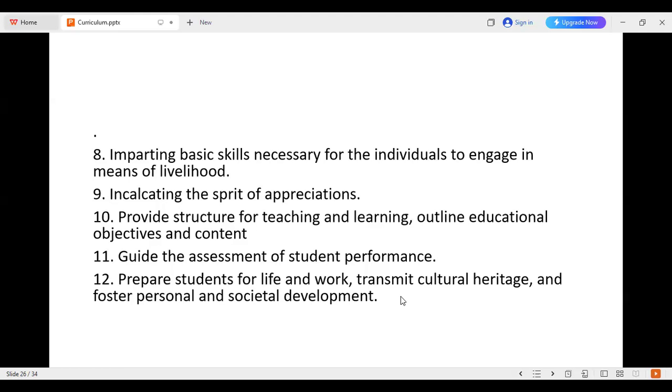Number 10, provide a structure for teaching and learning, outline educational objectives and content. Already in the previous approach also, we discussed the structure of teaching and learning.